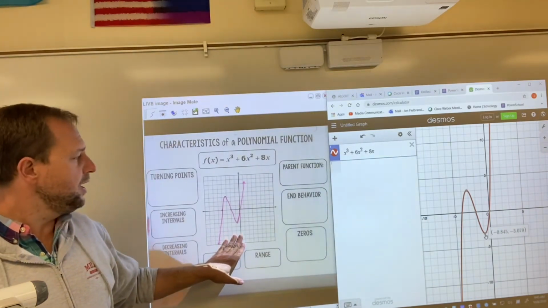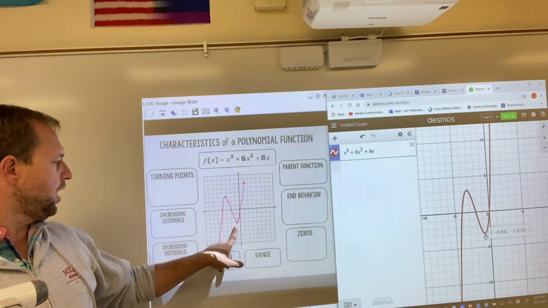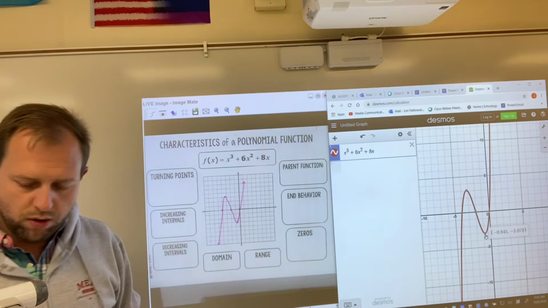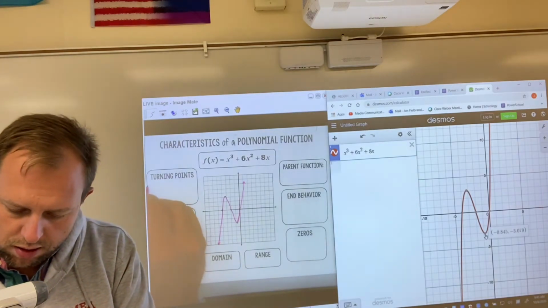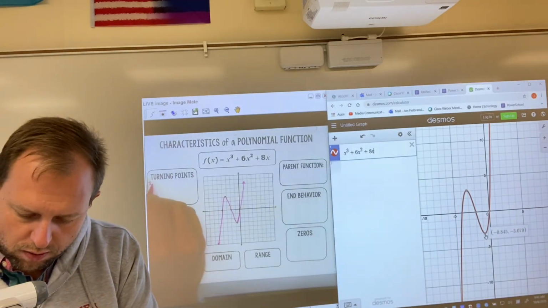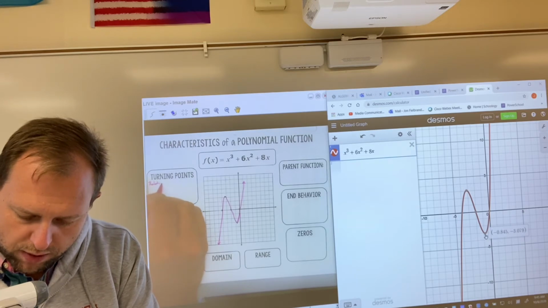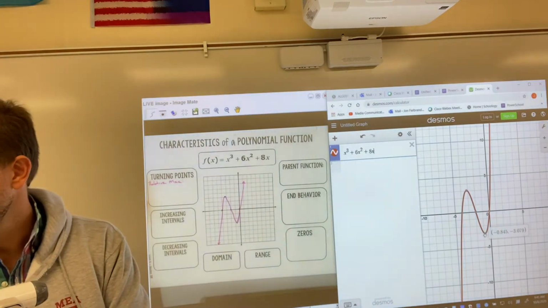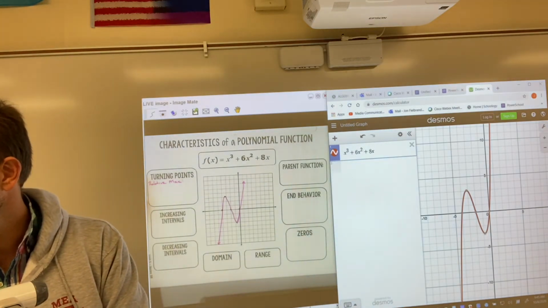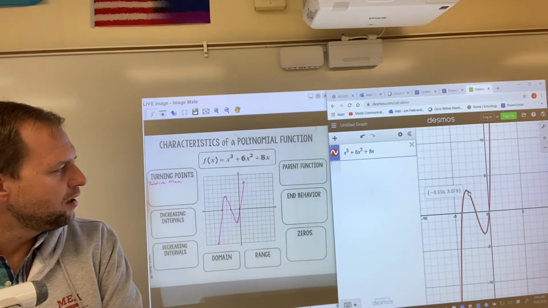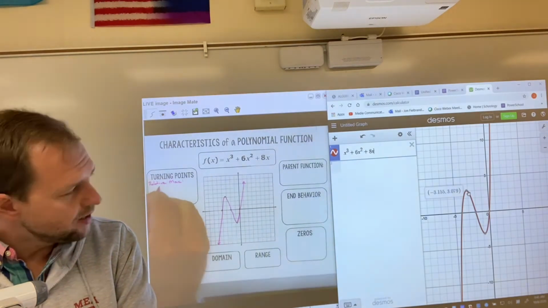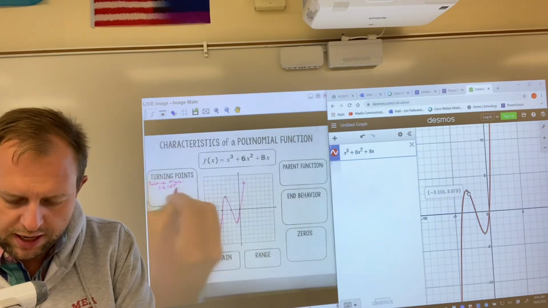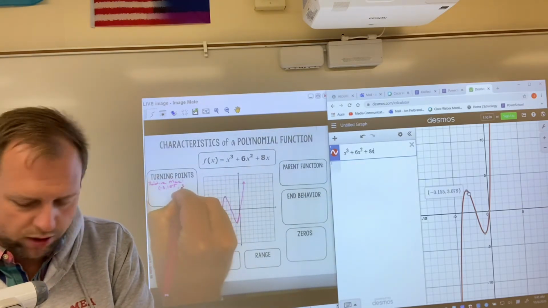We can fill in the pieces. Our turning points are where we have relative maximums and minimums. So we have a relative max, and that point, I'm going to go back and hover over it, was at -3.155, comma, 3.079.